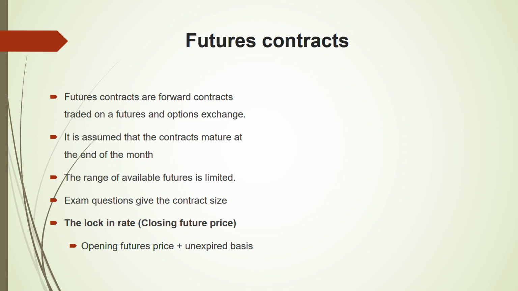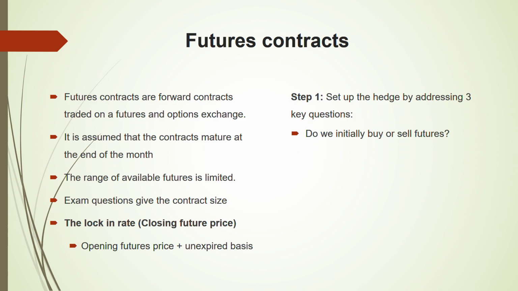Now let us go to the steps. These are 3 steps that you need to know when it comes to calculation of future. Any questions on future, this is the basic step that you need to follow. Step 1 will always be, you need to set up the hedge by addressing 3 key questions. You start with this: do we initially buy or sell future? This is a key question. You always start your future questions with this only. You buy future or you sell future.